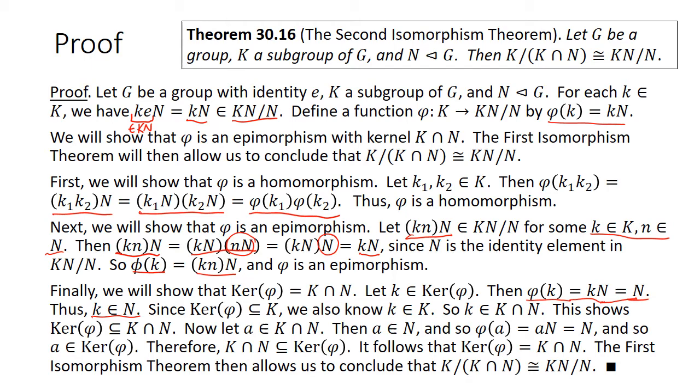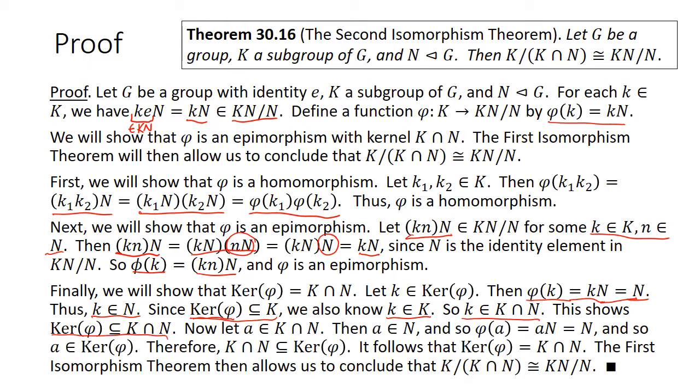So that means that if we take something in the kernel, since the kernel is also a subset of K, because K is the domain of the phi map, that means that little k will also be in K. So we started by assuming that little k was in the kernel, and now we've shown that little k is in K intersect N. So this shows that the kernel is a subset of K intersect N.